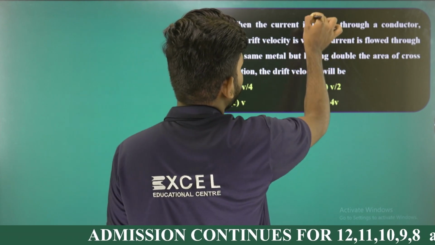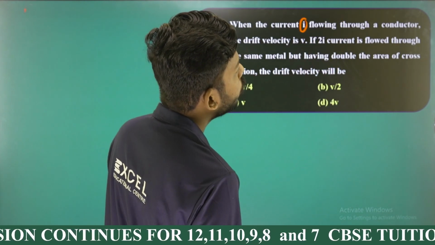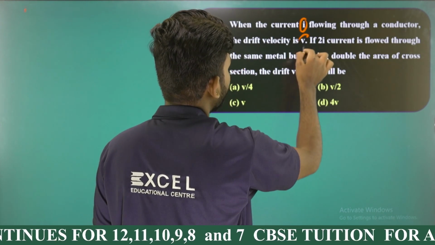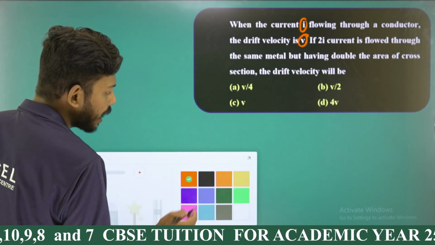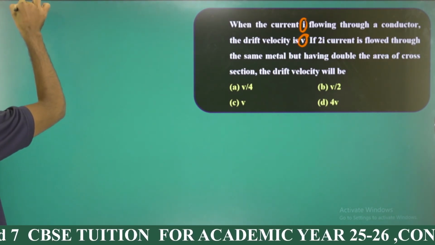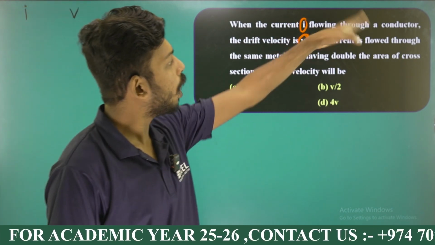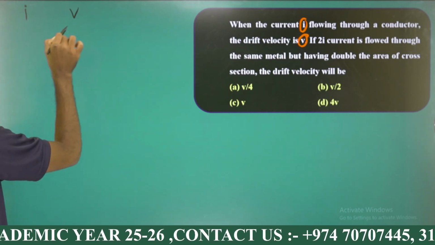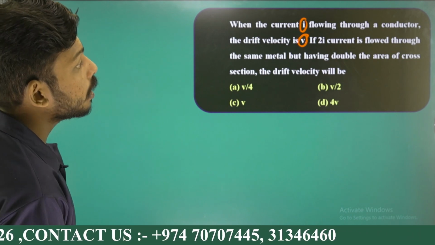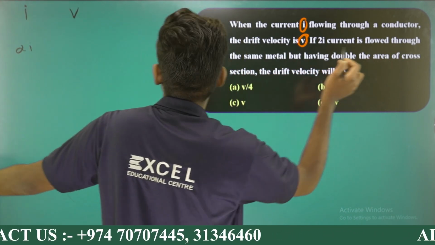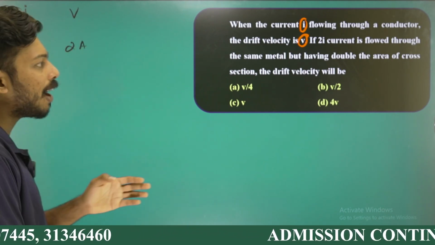When the current I is flowing through a conductor, the drift velocity is V. If a 2I current is flowing through the conductor, so the current is changed into 2I, and the area of cross section, with the same metal, is double, so the area is changed into 2A. So what will be the value for the drift velocity?